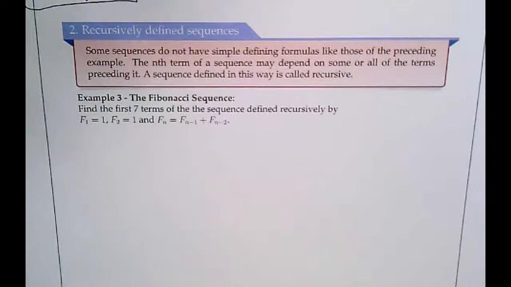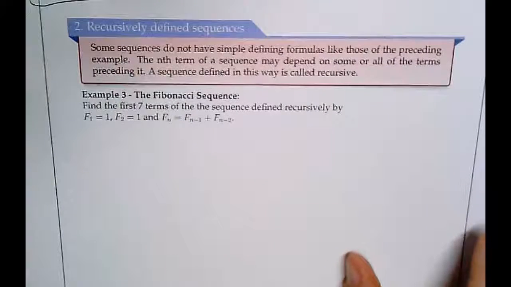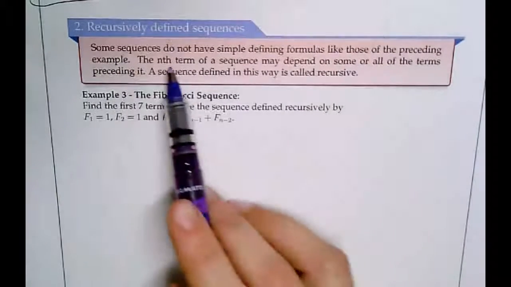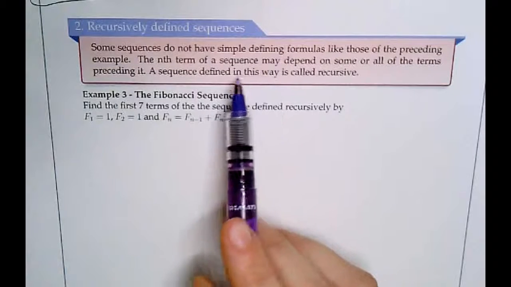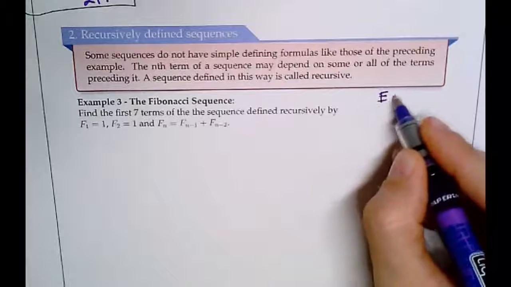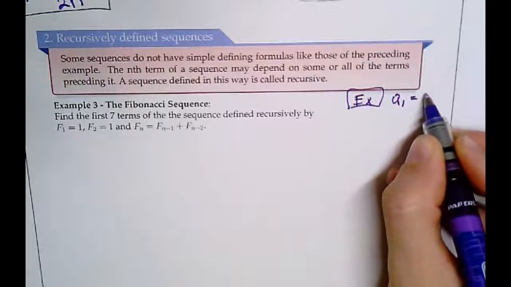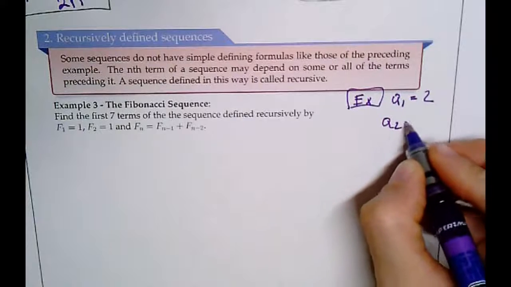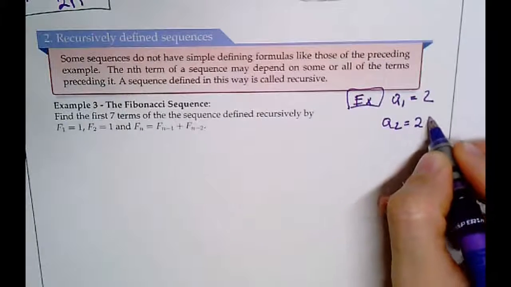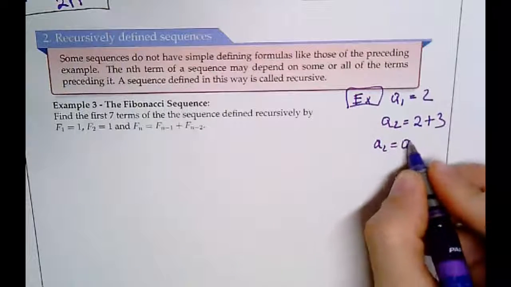Now, some sequences do not have simple defining formulas like the ones we found for this example and for this example. Some sequences can have the nth term depend on previous terms. For example, I can have a sequence such that the first term is 2, and then the next term is going to be the previous term plus 3. So A2 depends on the previous term: it's going to be A1 plus 3.